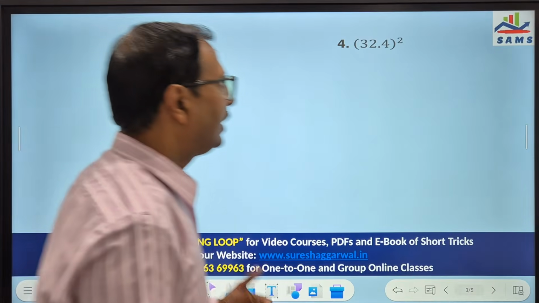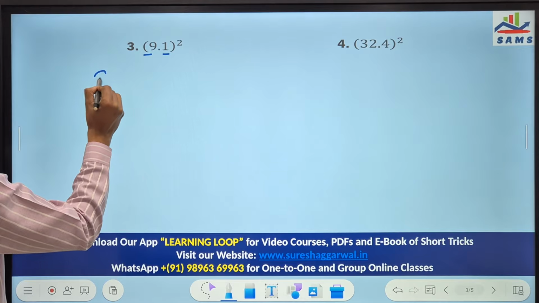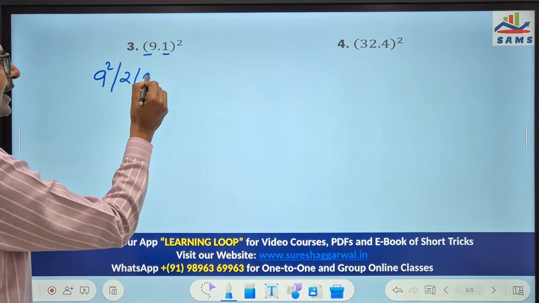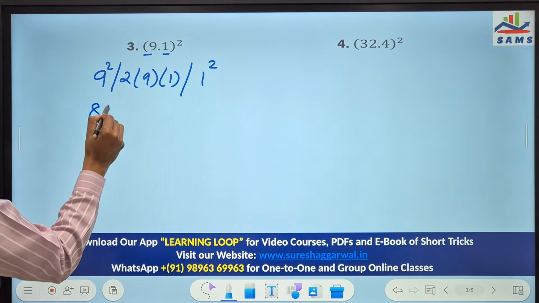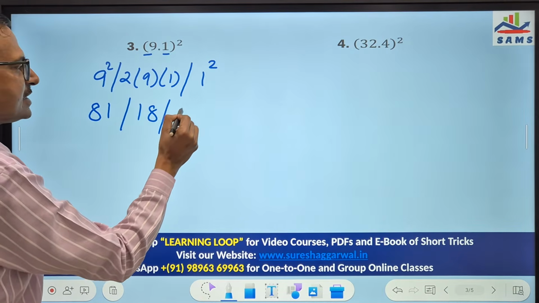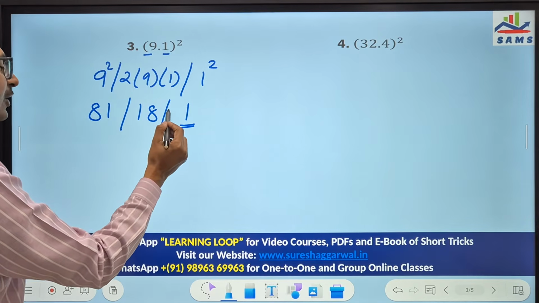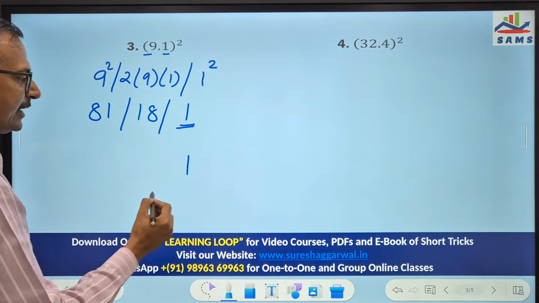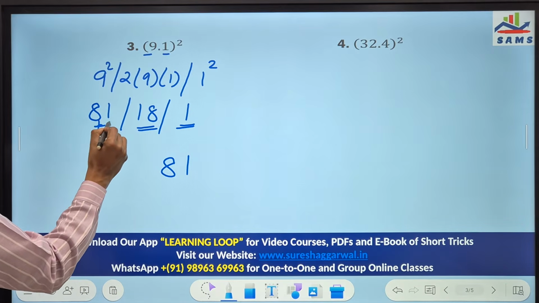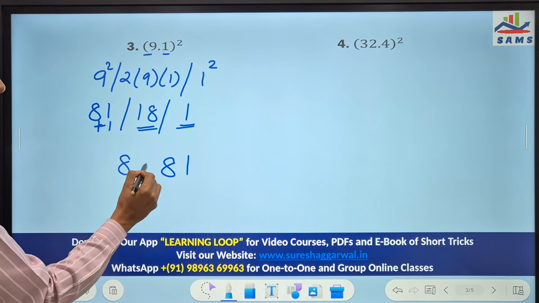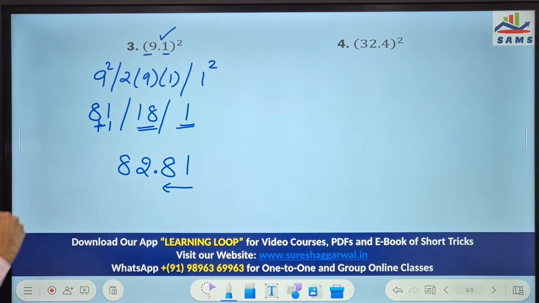Let's quicken up now and see 9.1. So 9 square and then twice of 9 times 1 and then 1 square. 9 square 81, this is 18 and this is 1. So I told you we are retaining only one digit, so no need to write 01 here. So retain the 1. 18 means 8, carry forward the 1 here. So this becomes 82. 8281, one digit after decimal, 2 digits after decimal in the answer.